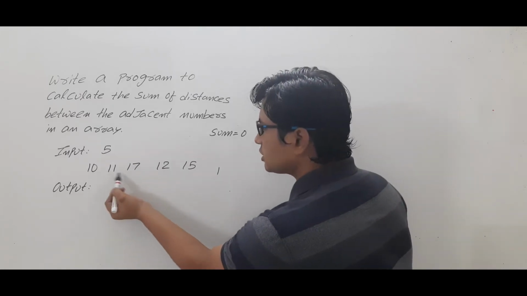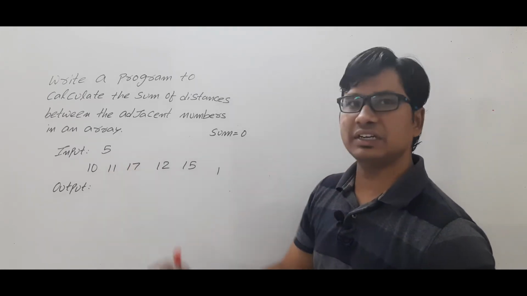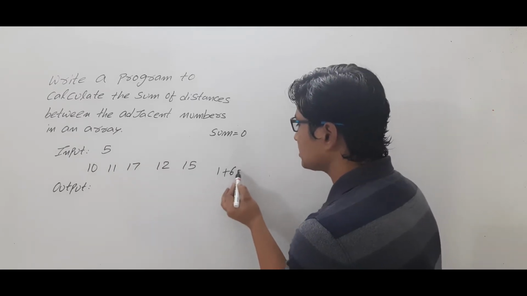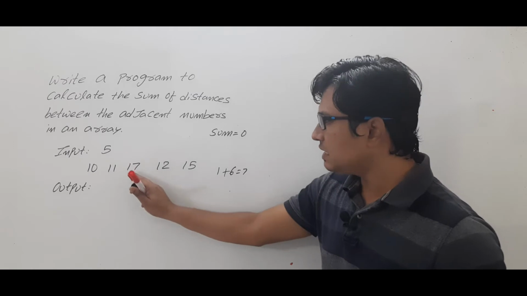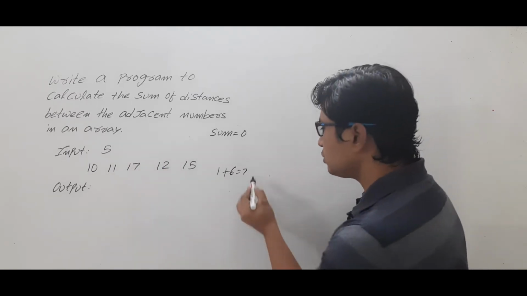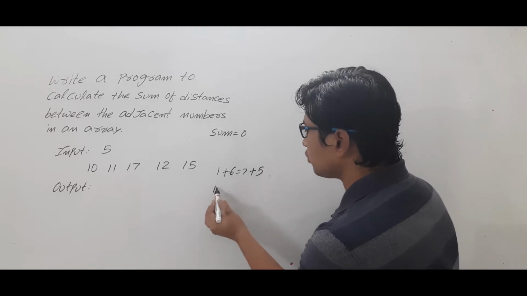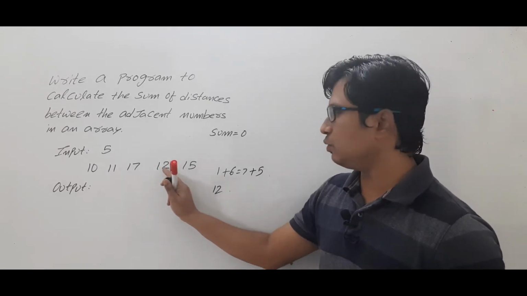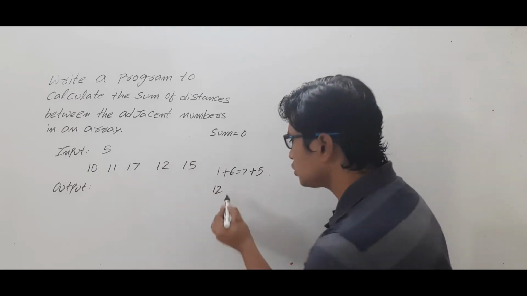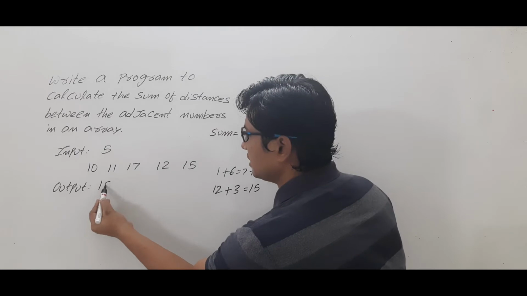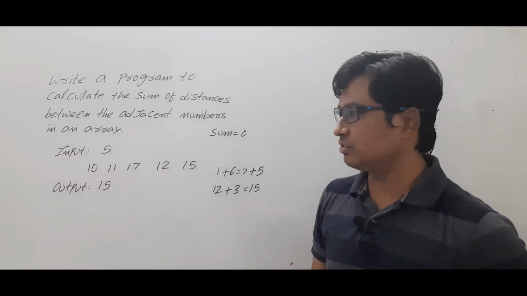Then find the difference between 11 and 17. Distance is 6. So 1 plus 6 you will get 7. Now 17 and 12 is there. What is the difference? 5. So 7 plus 5 you will get 12. Is it clear? Then 12 and 15 is there. What is the difference? 3. So 12 plus 3 you should get the output as 15. So this is what they are asking for you.